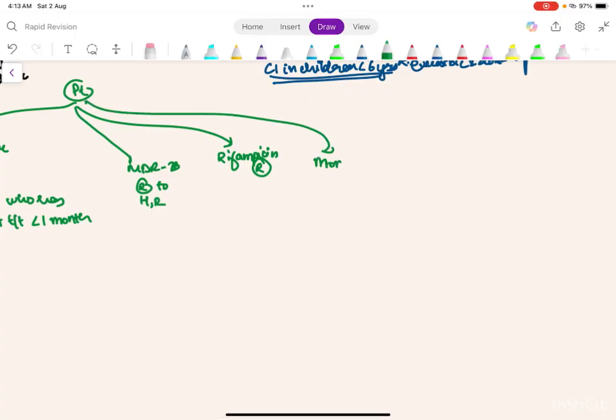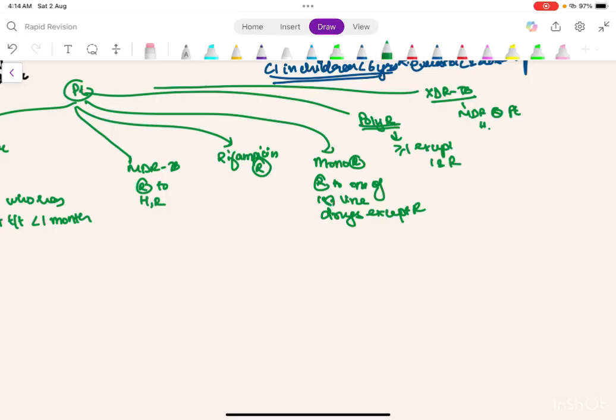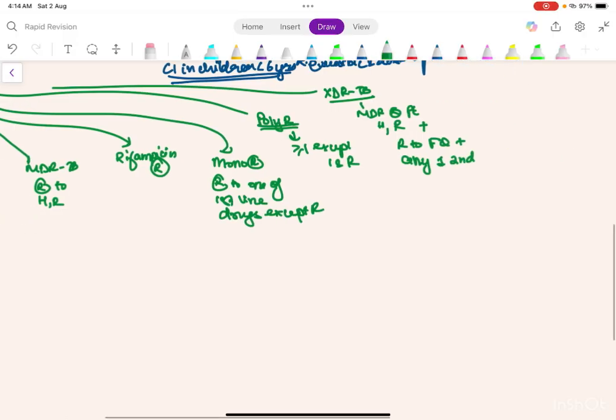Then we have mono resistance. Now it is resistant to one of the first line drugs except rifampin. Then we have polyresistant. In this we have a resistance to more than one first line drug except isoniazid and rifampicin. And then you have something called XDR TB. Now in this basically you have an MDR resistant patient, that is isoniazid and rifampicin, plus he is resistant to fluoroquinolones plus any one second line injectable drug.